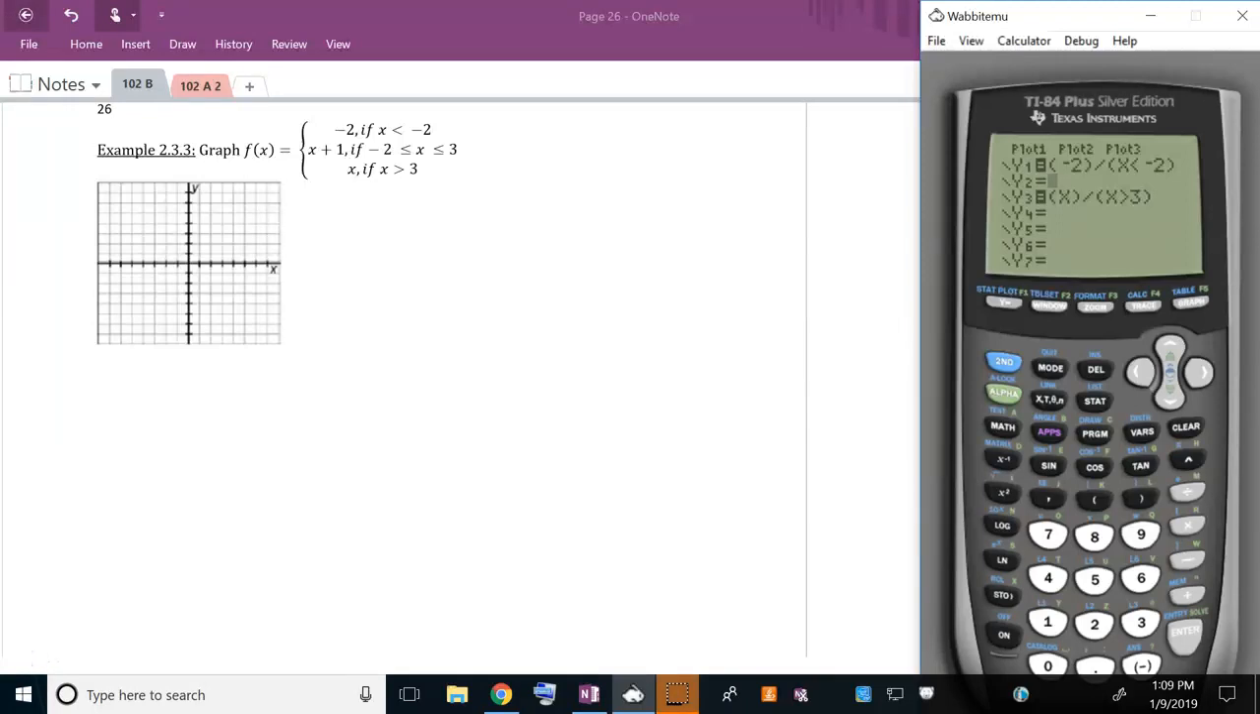Math 102, example 2.3.3 version B. So I'm graphing piecewise still. This time I've got a 3-part piecewise, and once again I'd like to use my calculator.